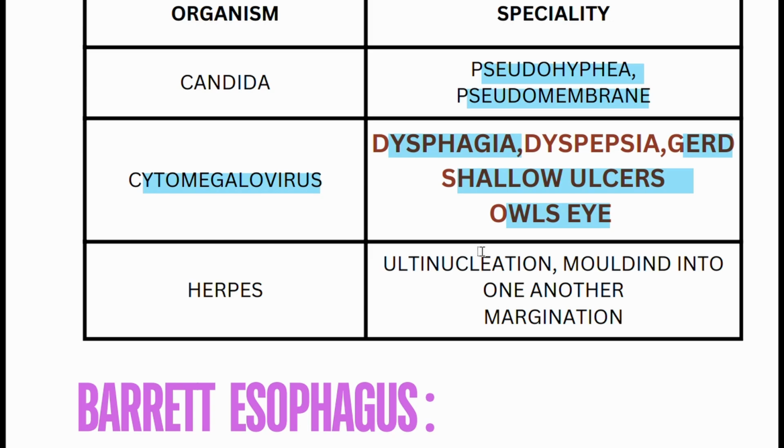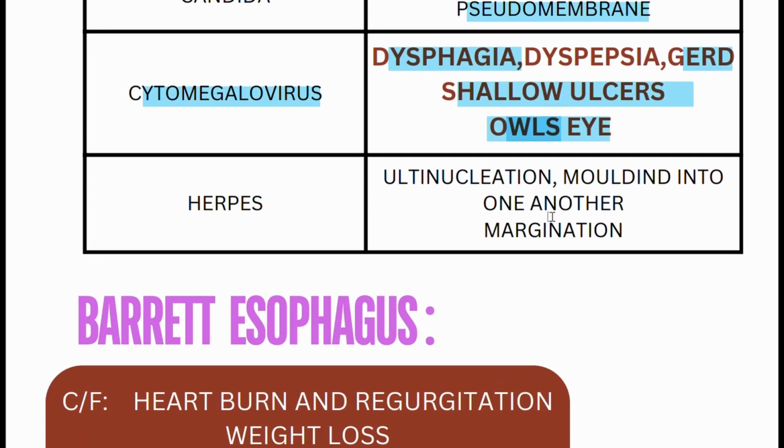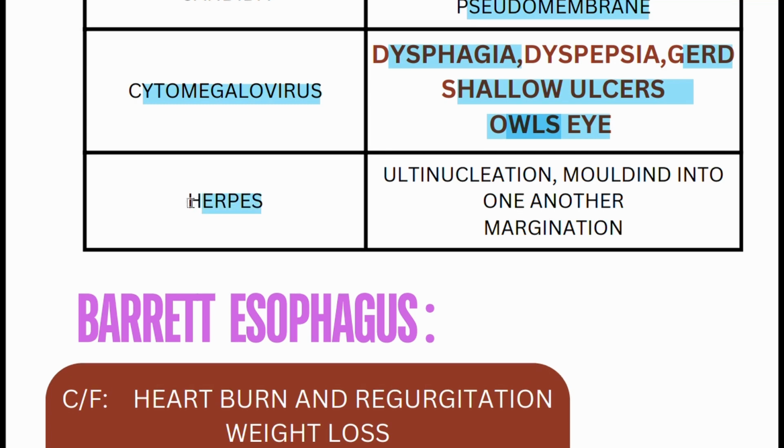This is the hallmark feature that you should remember, because dysphagia, dyspepsia, and GERD are common to any type of GIT infection. The most important point to remember is the owl's eye appearance. Next is herpes. If the patient has esophagitis mainly due to herpes, remember the three M's: multinucleated, molding into one another, and margination. So the three M's show that the esophagitis is due to herpes. This is all about esophagitis.